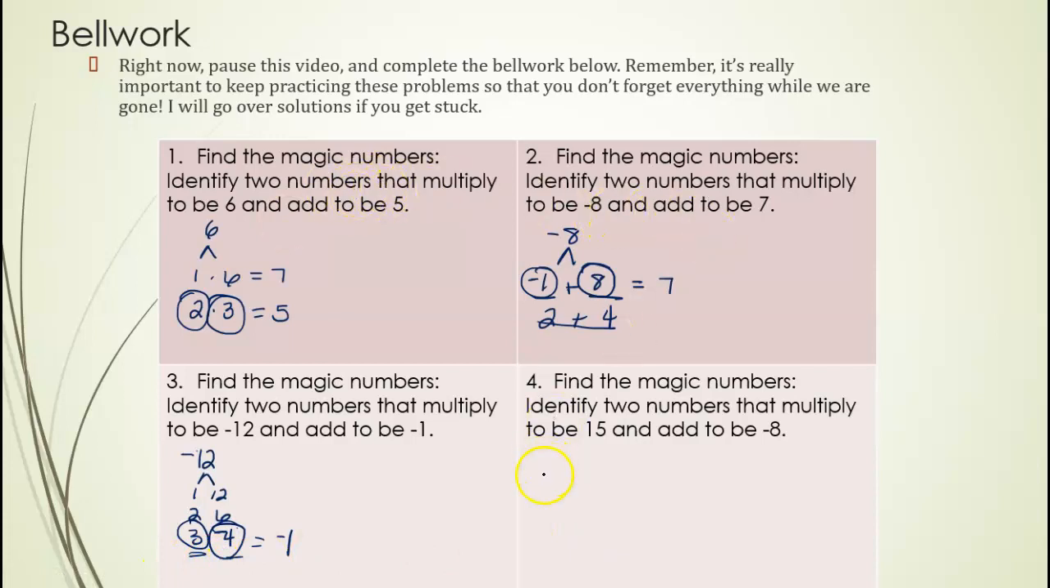And then for number 4, identify the two numbers that multiply to be 15 and add to be -8. So again, we're looking for 1 and 15, 3 and 5, those multiply to be 15, and then I need them to make -8. Well, 1 and 15 is not going to do that. 3 and 5 might. In order for the 15 to be a positive, both of these have to be negative, so -3 and -5 are my magic numbers. Good job.